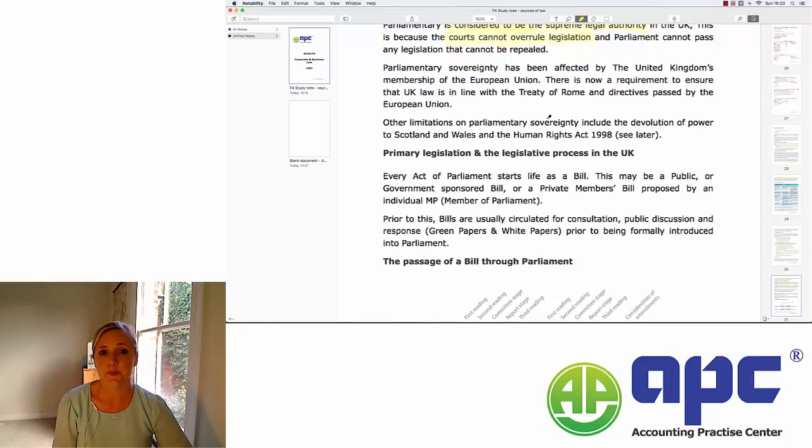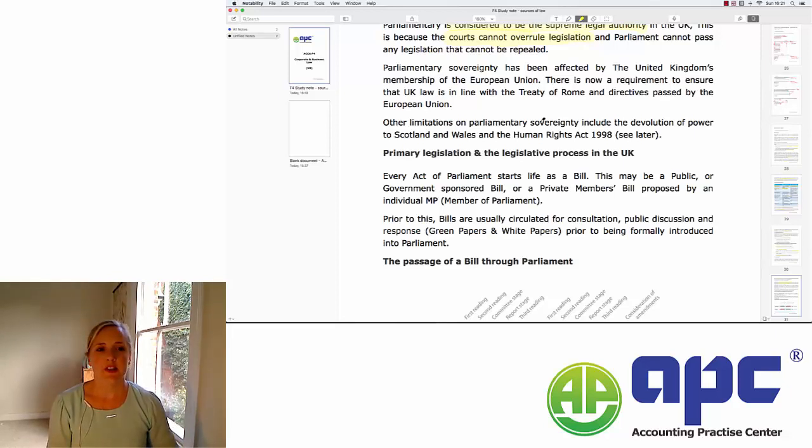And the third way that the sovereignty of Parliament has slightly diminished is because of the European Convention on Human Rights and the Human Rights Act, which is the United Kingdom's act that enables that piece of legislation to be brought into force here. We're going to talk about the Human Rights Act a bit later on in the course.